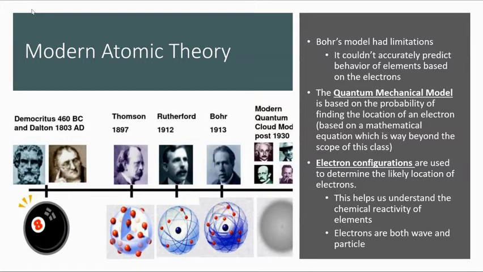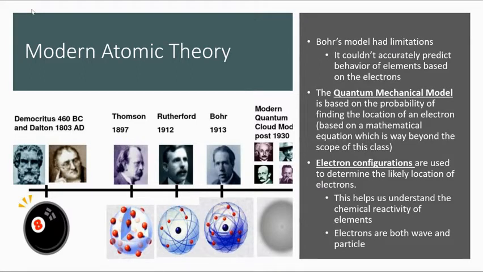But then what ended up happening is scientists started to realize that there were some holes in that theory and that it couldn't accurately predict the behavior of the elements based on the electrons. So eventually we had Schrodinger's quantum mechanical model. And Schrodinger based this on the probability of finding the location of an electron.